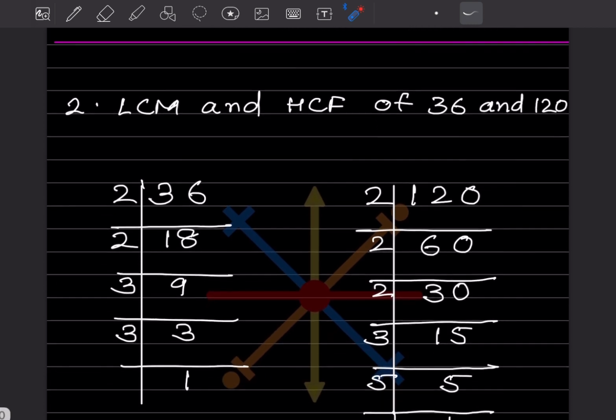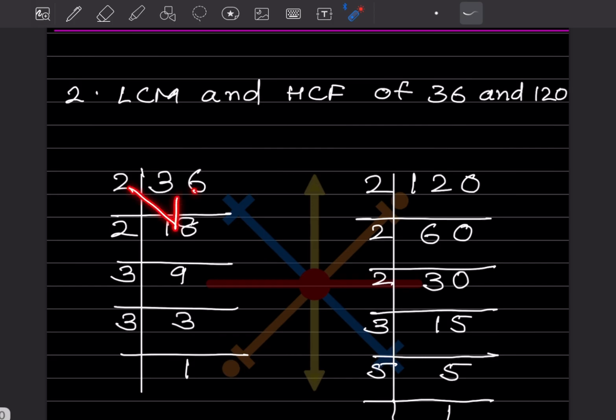So now we'll take the prime factors of 36. 2 eighteens are 36, again 2 nines are 18. This is not possible with 2, so we go for 3: 3 threes are 9 and 3 ones are 3. For 120, again 2 sixties are 120, 2 thirties are 60, 2 fifteens are 30. This is not possible with 2, so with 3: 3 fives are 15, and 5 ones are 5.